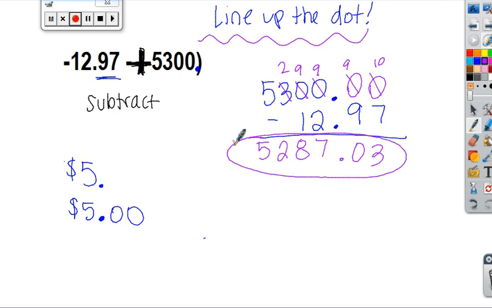And there it is. Remember, you've got to make sure that you always line up the dot when you add and subtract, and the one with the higher absolute value needs to go on top for you to do your subtraction.